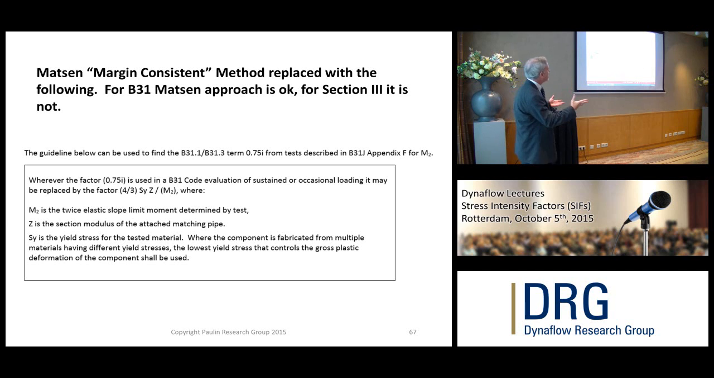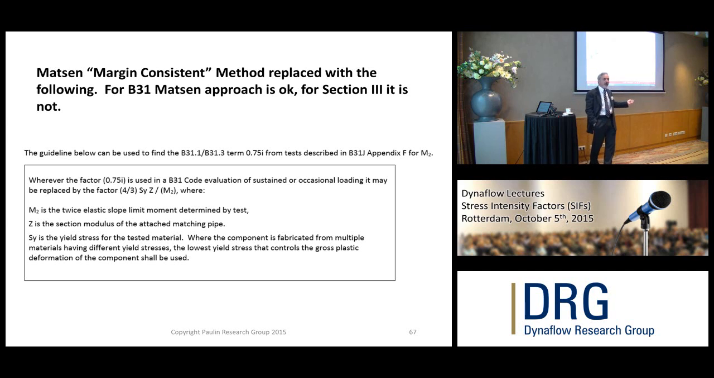So what happens? Let me show you the conclusion. The conclusion is this is what's showing up in B31J. B31J says whenever the factor 0.75i, which used to say capital I, and B31.1 didn't like it, and 5 didn't like it. So now it says whenever the factor 0.75i is used in the B31 code evaluation of sustained or occasional loading, it may be replaced by the factor 4/3 SYZ over M2. M2 is the twice elastic slope load. So that's the collapse load, defined by the twice elastic slope expression.